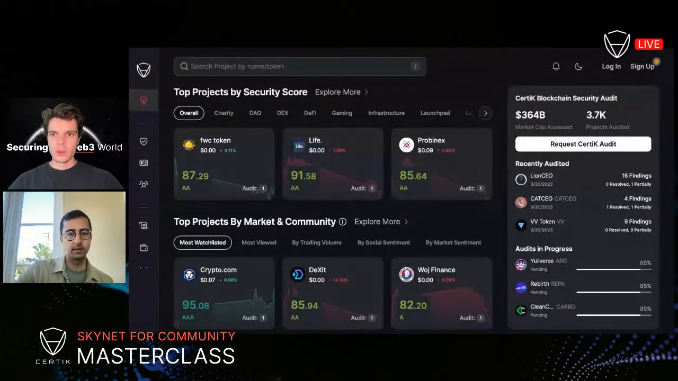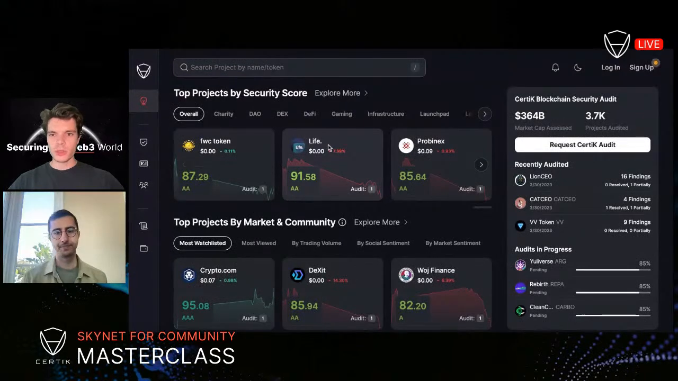So if you want to share your screen, take us to skynet.certik.com, which is where everyone can find Skynet for Community. And this is the brand new dashboard that you'll see when you head over to that link. Some people may be familiar with the previous Skynet tool that still is on the security leaderboard at CertiK.com. How does Skynet for Community differ? What are some of the biggest differences with this new project?